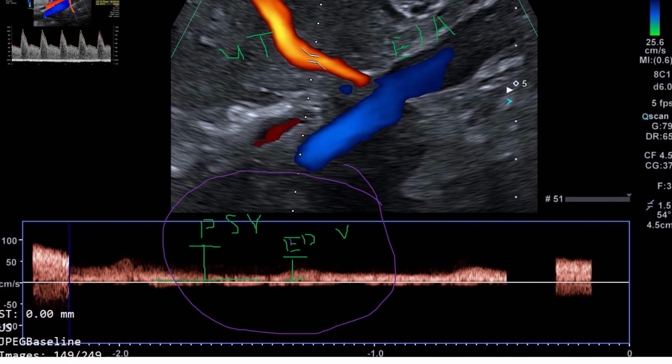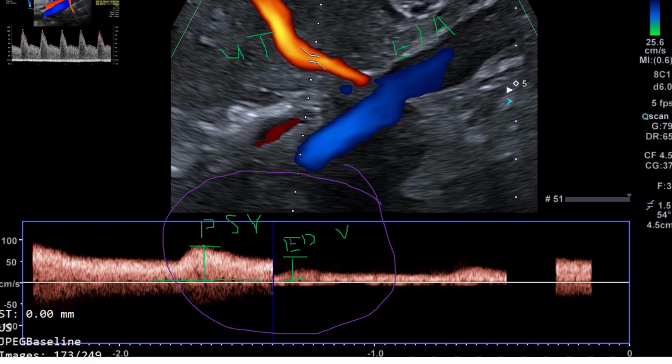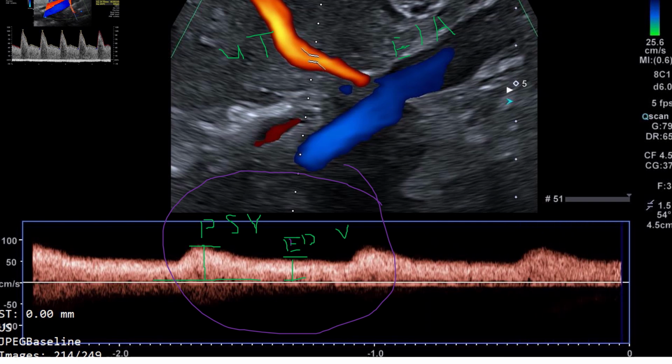Again, you see that's the external iliac artery there, and then we've got our uterine artery there. They are meeting at almost 90 degrees there. Again, you see the tracing there. The peak systolic velocity there, the end diastolic velocity there. You see, it's quite high. So there's lesser resistance, which is very good. So the flow is fine there. We have no issues. We have no risk of any placental complications.